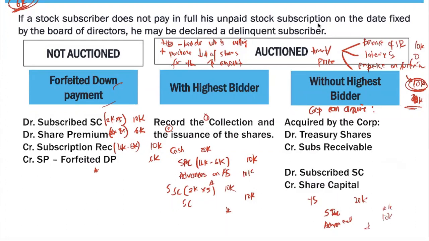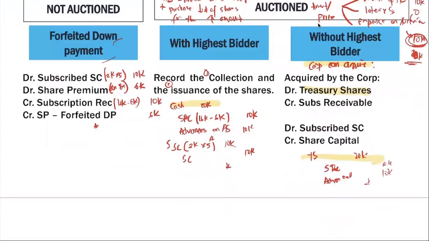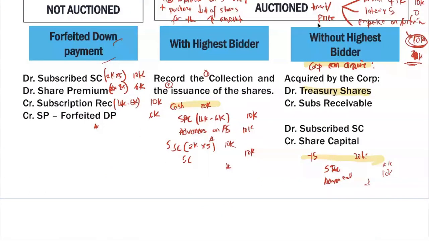Are we clear? So if there is a highest bidder, of course, we will receive the cash. But if there is no highest bidder, we treat it as treasury shares, if the corporation can acquire treasury shares. 20,000, subscription receivable, the balance, 10,000, advances on the auction sale of 10,000. And subsequently, we record the subscribed share capital and the share capital of 10,000.